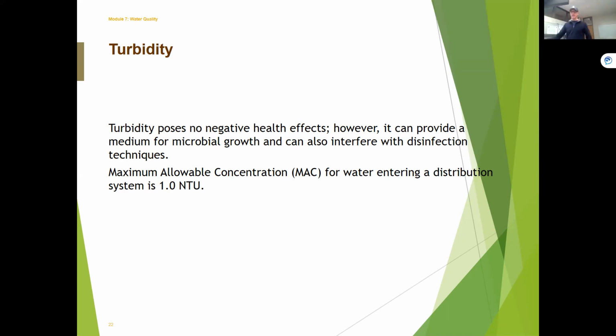So we're doing okay, but sometimes in the system itself, things move around. Water moves at different rates and carries different things in it. So we always have some buffer room, in this case the 1 NTU rule.